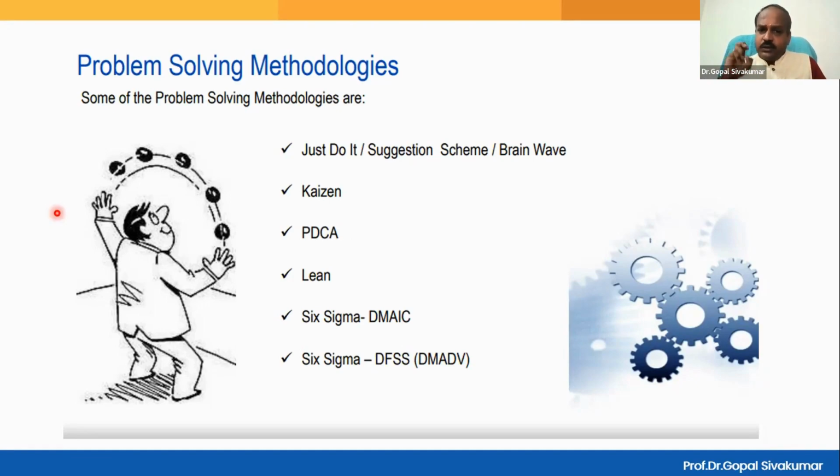Now you want to launch a new product, but you want to be very sure that there are no rejections and no customer complaints. Now you use another methodology called DMADV. This is called Design for Six Sigma. Design for Six Sigma.